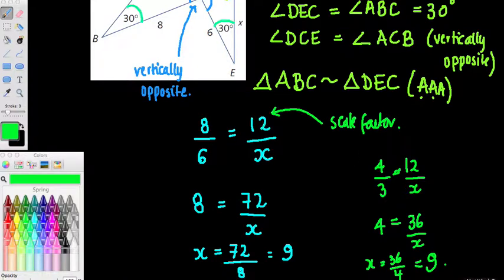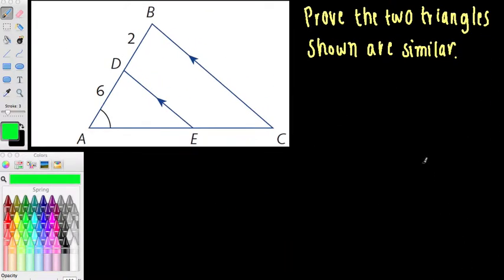Okay, let's have a look at another example here. This example says, prove that the two triangles shown are similar. So we don't have any x value to find or anything like that, but we do have two triangles. We can see there's a smaller one here, and then we've got our larger one there. Okay, so let's have a go at this. What have we got? Well, in this smaller triangle I've got an angle and a side, and in the larger triangle I've got an angle and one side as well. That side is 8.